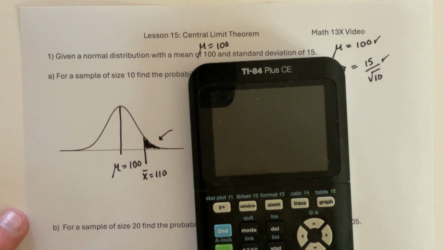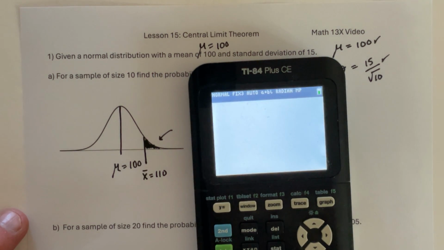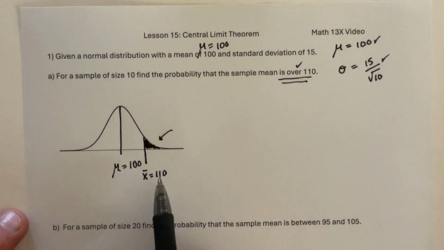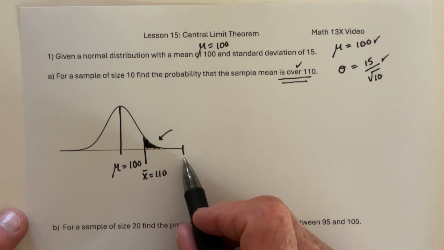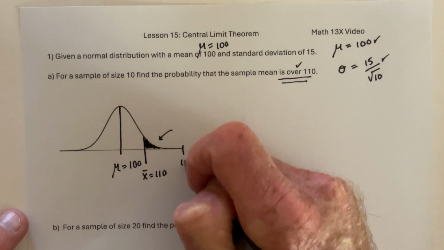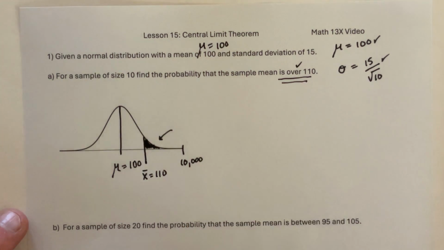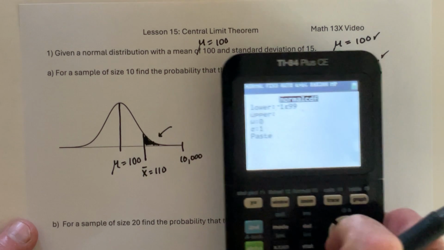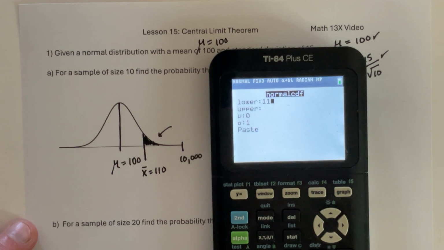So then go to second distribution and use the normal distribution. So the shading is starting at 110, then pick a number way over here that is going to be some big number. So I'm just going to say 10,000. So go way to the right and get an accurate answer. So start the shading at 110 and then go to the right until you get to 10,000.